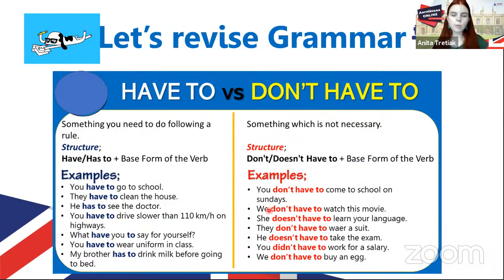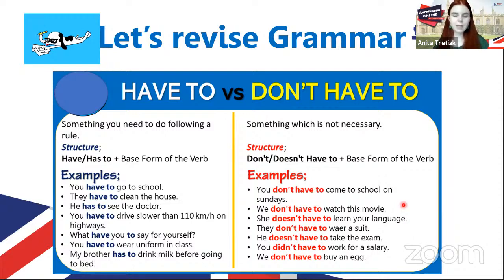So what about the examples? You don't have to come to school on Sundays. It's not necessary. Then we don't have to watch this movie. Okay, well, we can watch this movie if we want, but it's not something that is necessary. It's not something like, if we don't watch this movie, something bad can happen. No, of course not. She doesn't have to learn your language. Yeah, if she wants to, then she can learn your language, but if no, then why?